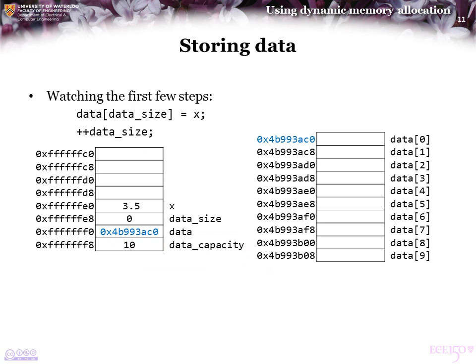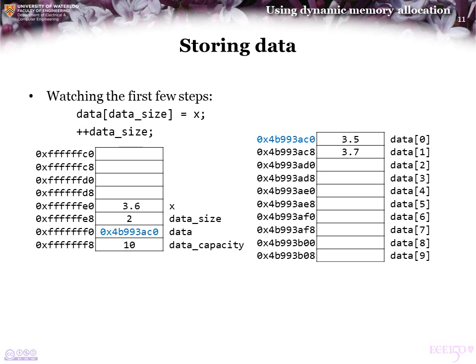All right, let's watch the first few steps. And by the way, you might be able to see some of this in your debugger if you were to use that debugger. Okay, so 3.5 is stored in data 0, and then we increment the data size. Now comes the next value of x, 3.7. It's not 0, so we store 3.7 in data 1, and we increment the data size.